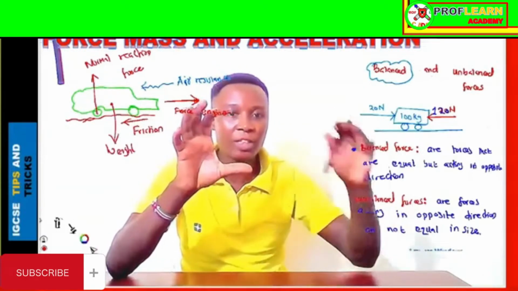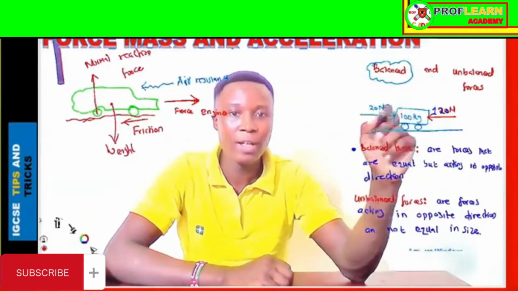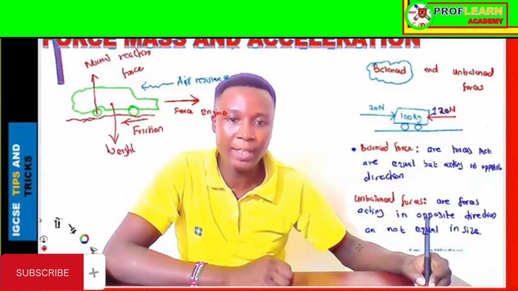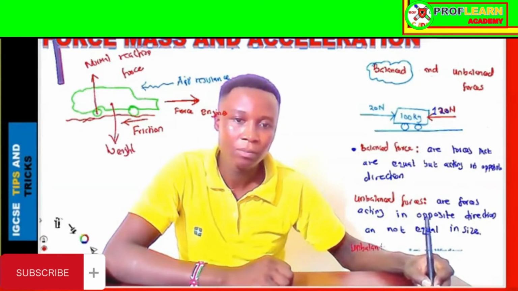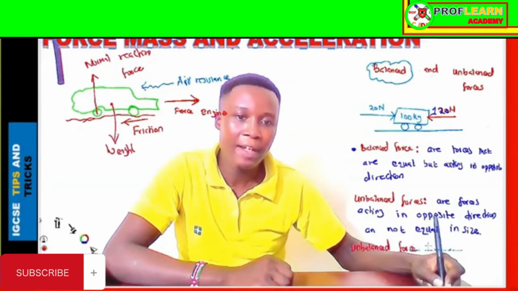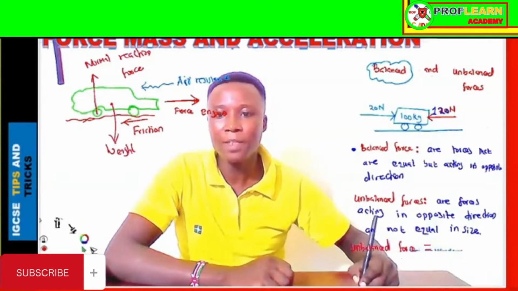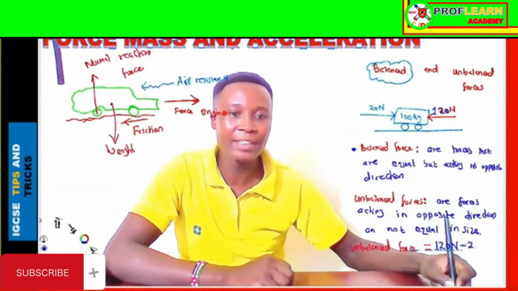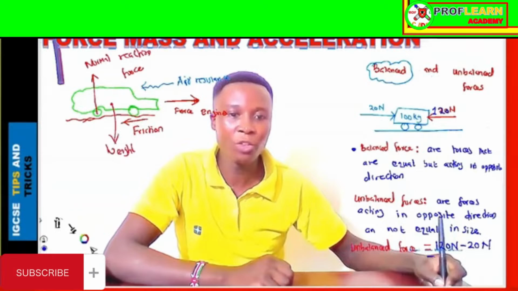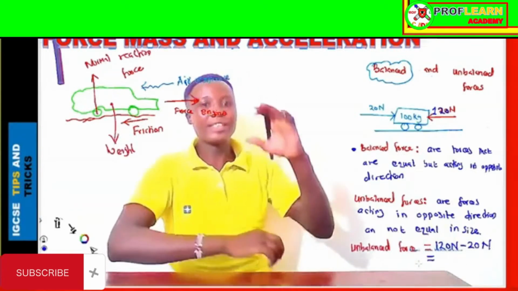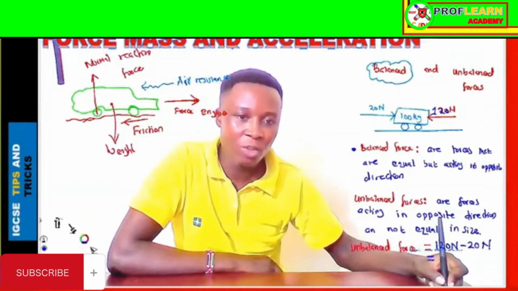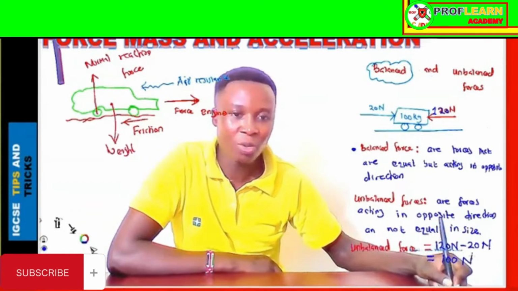Now, when we have these two unbalanced forces, 20 Newton and 120 Newton, we can calculate the unbalanced force. The unbalanced force in this case is going to be equal to 120 Newton minus 20 Newton. The force that is going to cause acceleration is the unbalanced force. So the unbalanced force in this case is going to be 100 Newton.